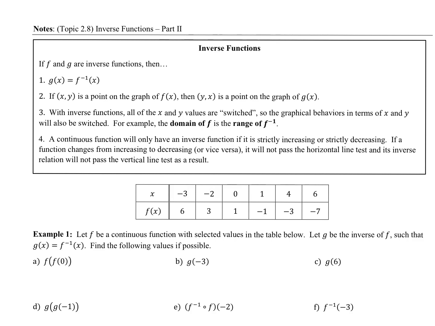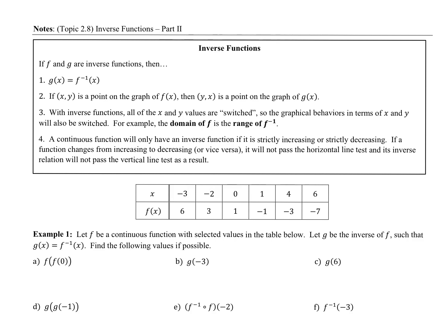With inverse functions, all the x and y values are switched. So the graphical behaviors in terms of x and y will also be switched. For example, the domain of f is the range of f inverse. A continuous function will only have an inverse function if it is strictly increasing or strictly decreasing. If a function changes from increasing to decreasing or vice versa, it will not pass the horizontal line test, and its inverse relation will not pass the vertical line test as a result.